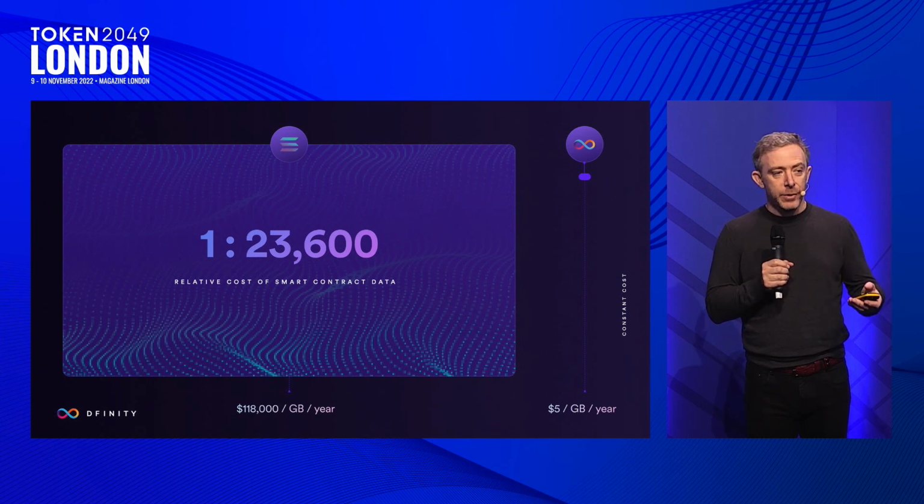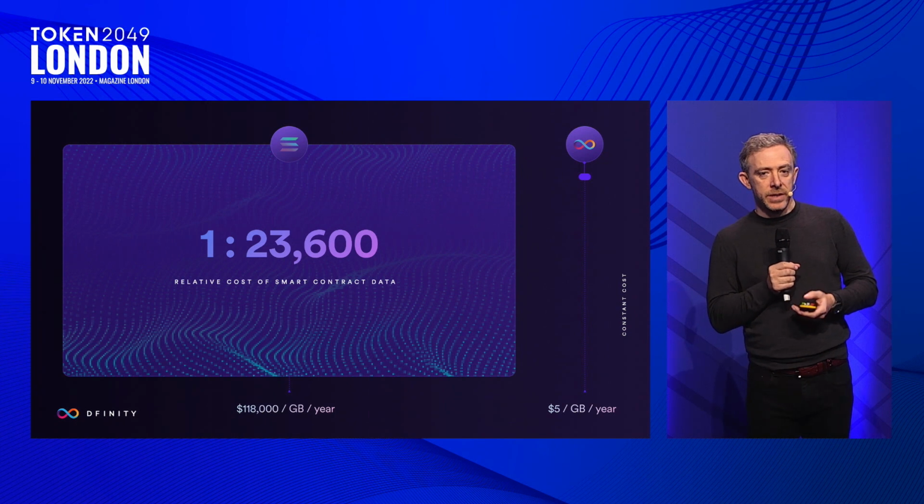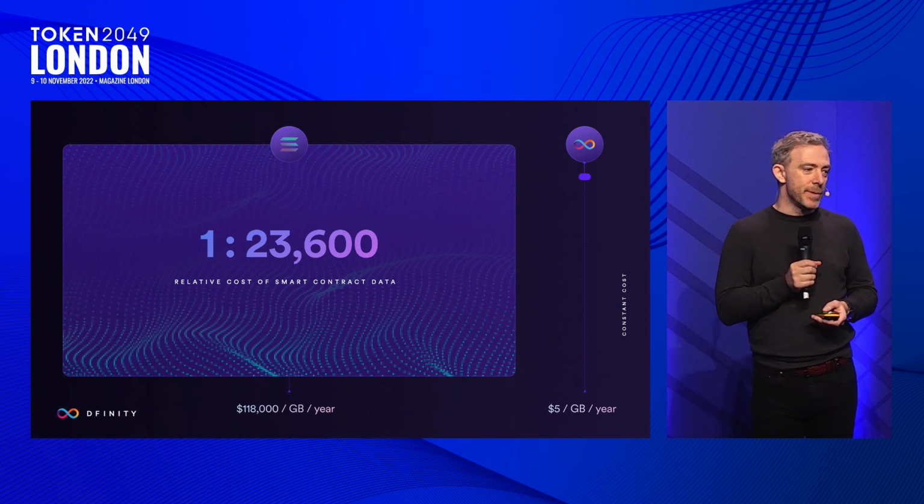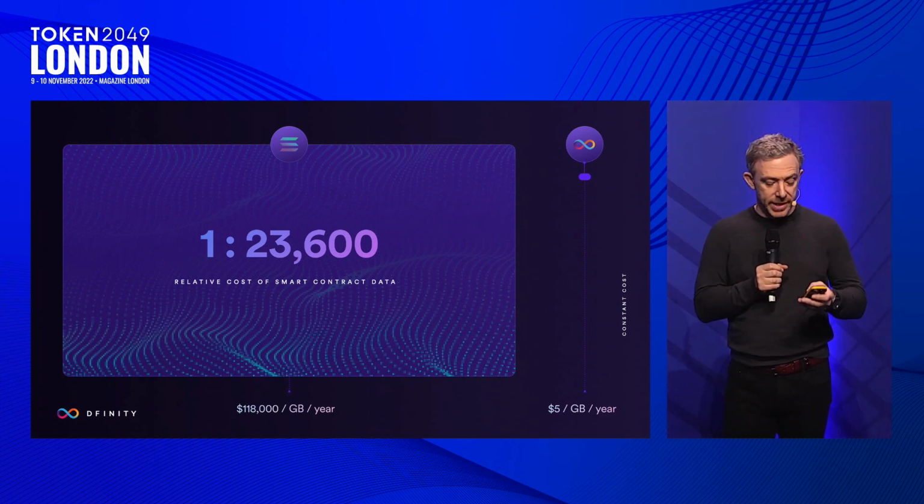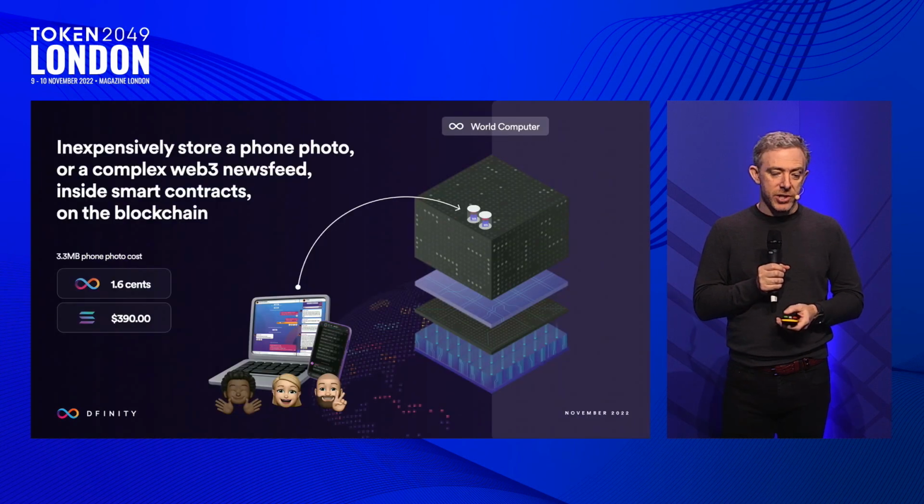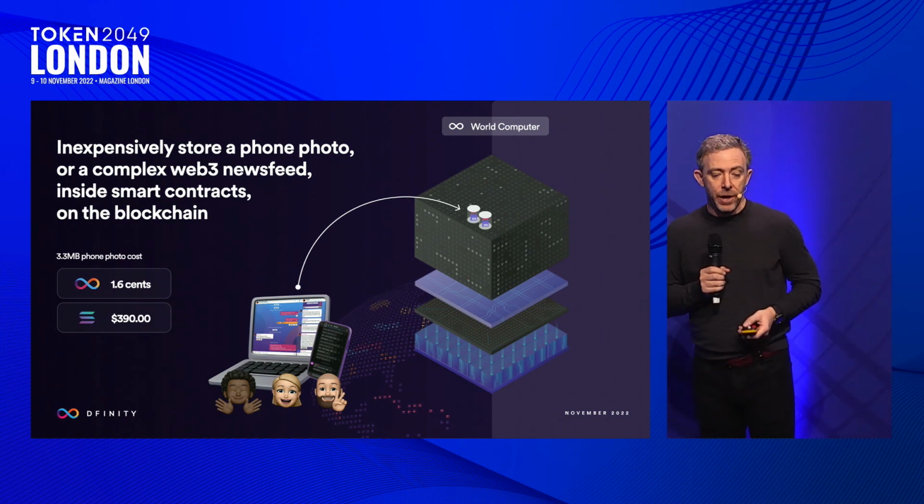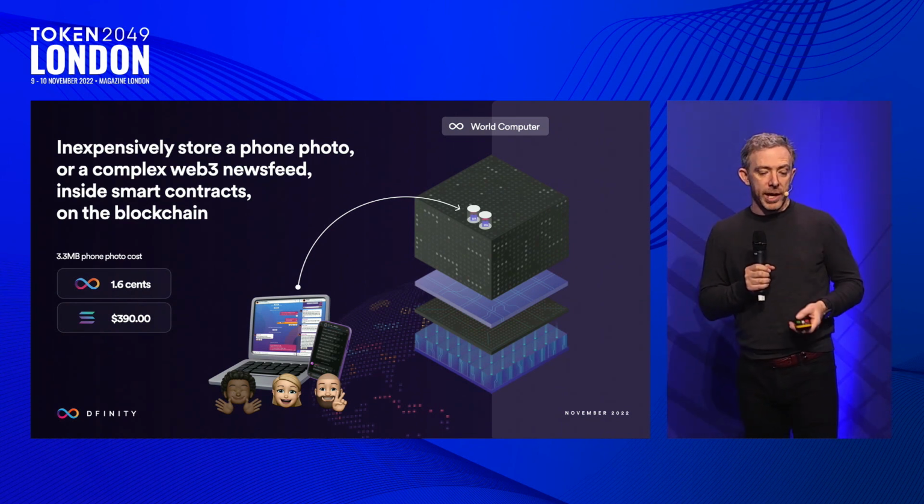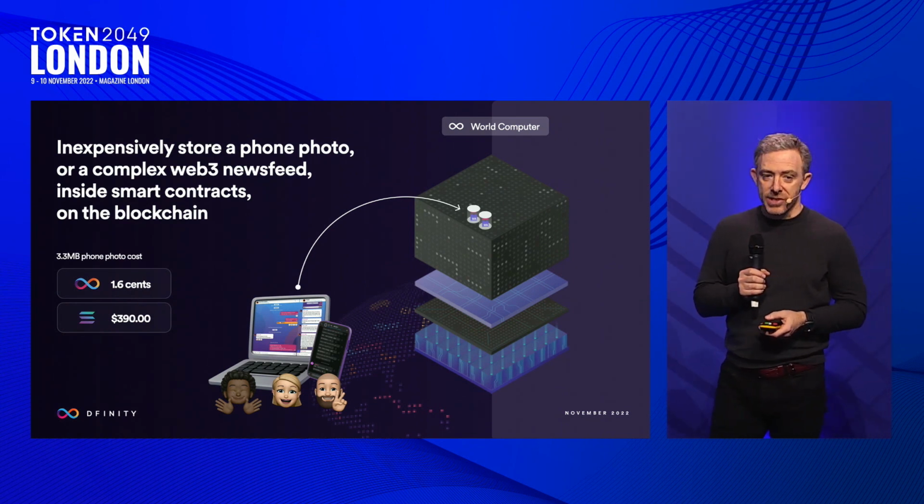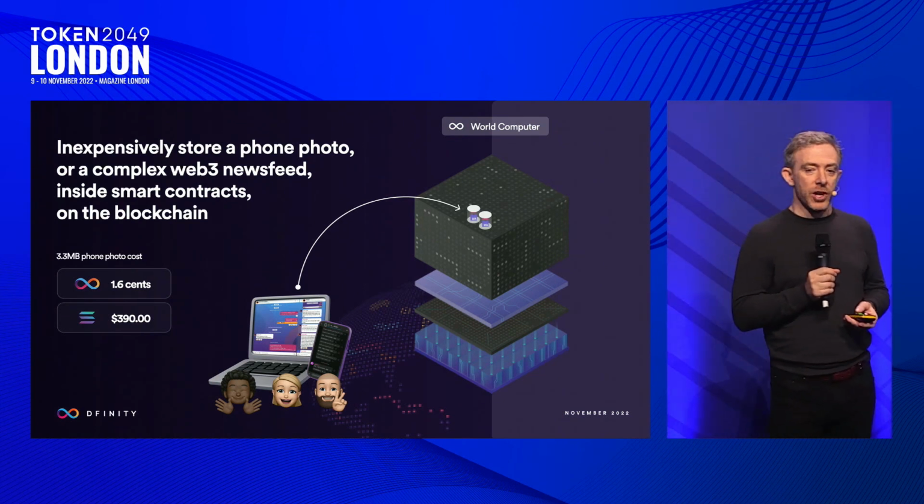You often hear Solana's the most efficient blockchain. Of course it's not, as you can see here. This blockchain's 24,000 times more efficient. It's also processing more than 10 times more transactions a day currently. So what that would mean, for example, is if you wanted to put a phone photo on the blockchain, it would cost you 1.6 cents on the Internet Computer, $400 on Solana.